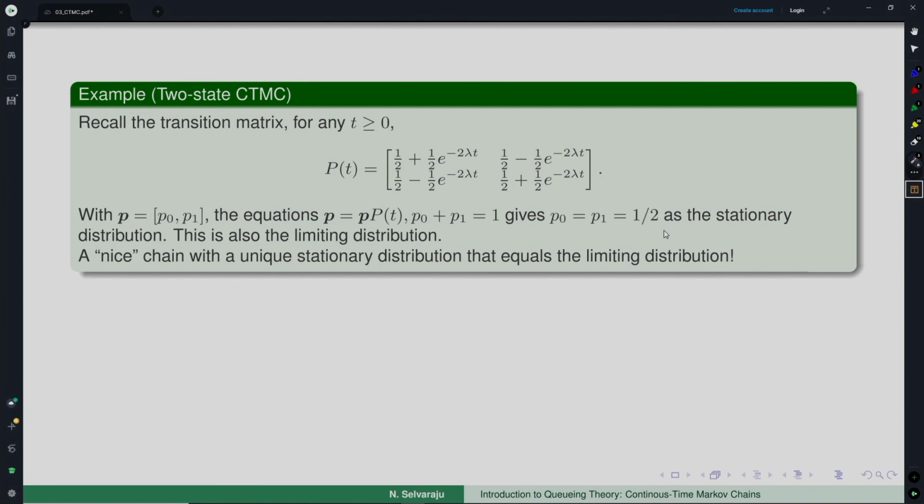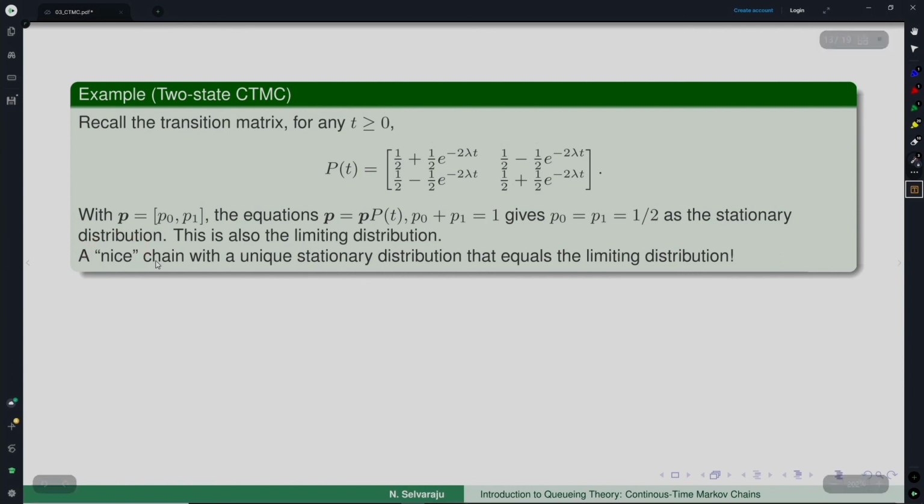But here the corresponding continuous time Markov chain has a limiting distribution which is the same as the stationary distribution. So, what was the difference? What was the property that we had there which was not guaranteeing us, in the case of discrete time Markov chain, the existence of a limiting distribution? It was the periodicity property, that aperiodicity property. But here in continuous time the periodicity does not play a role, and that is why this happens, and this now becomes a nice chain.